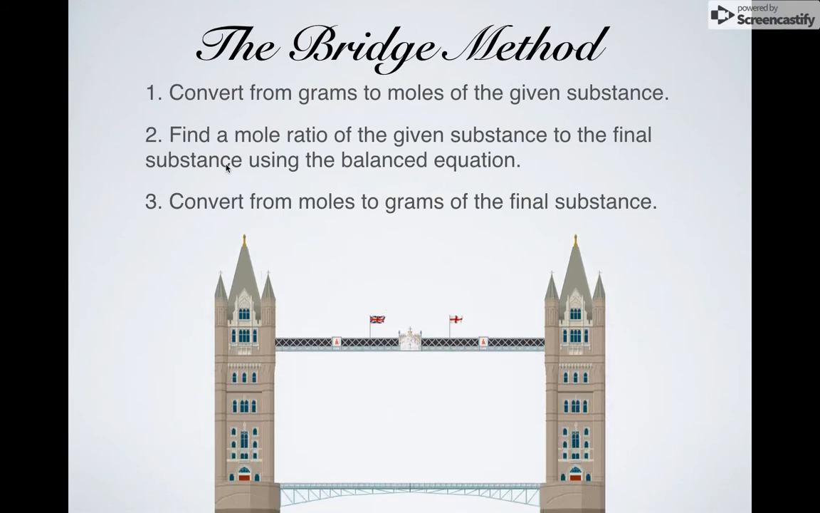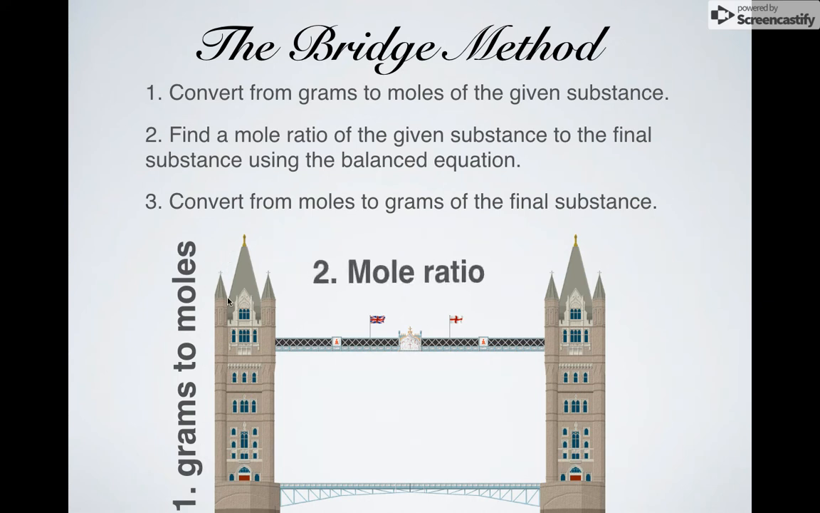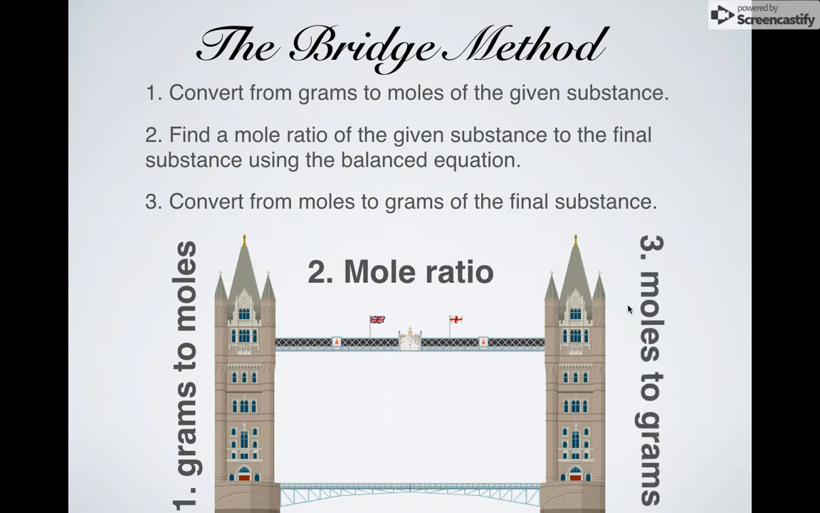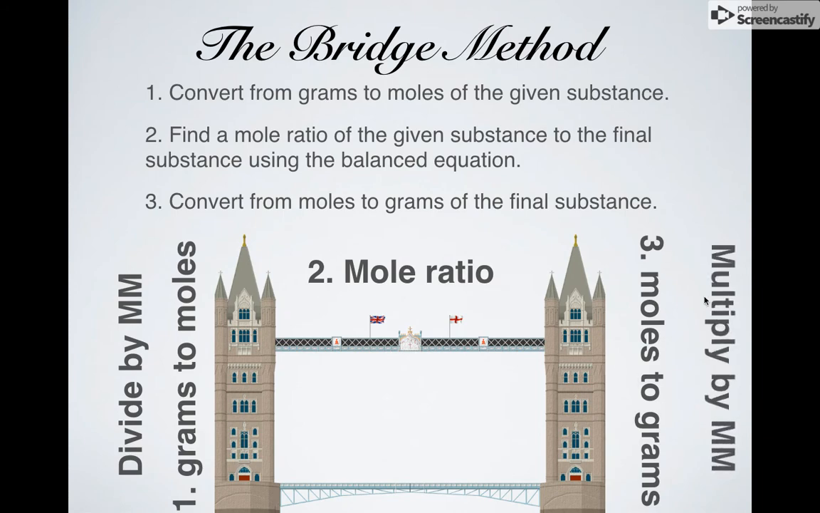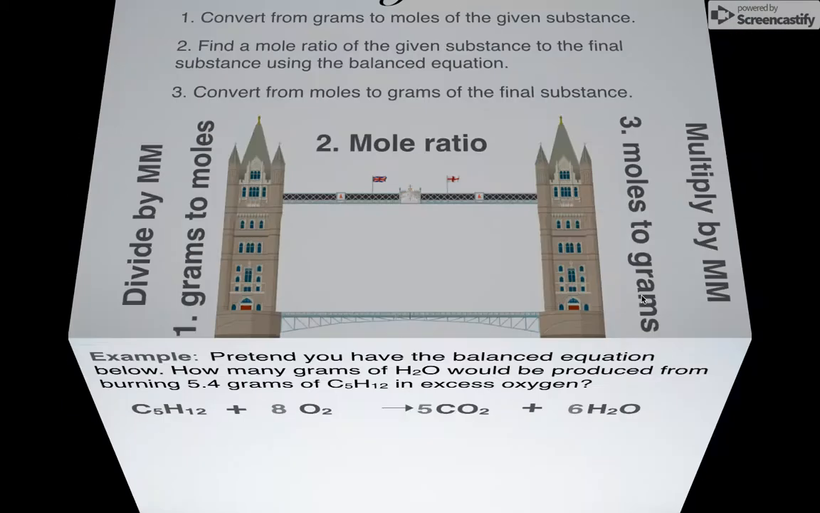So first step, convert from grams to moles of your given substance. That's like going up, grams to moles. Next, got to cross the bridge, mole ratio. Use your mole ratio. And then finally, moles to grams. Simple as that. Okay, so it's up, over, across. In case you forgot, to go from grams to moles, you divide by molar mass. To go from moles to grams, you multiply by molar mass.